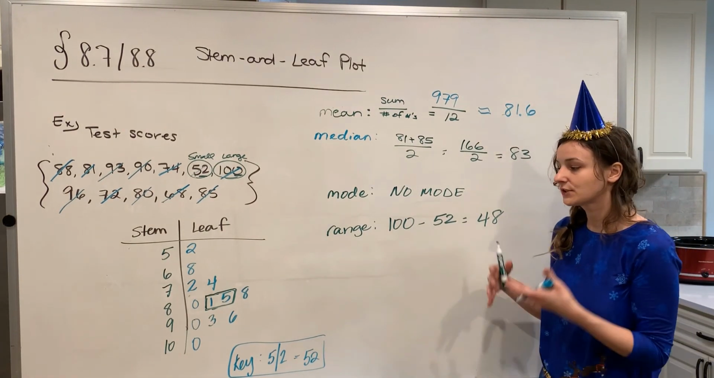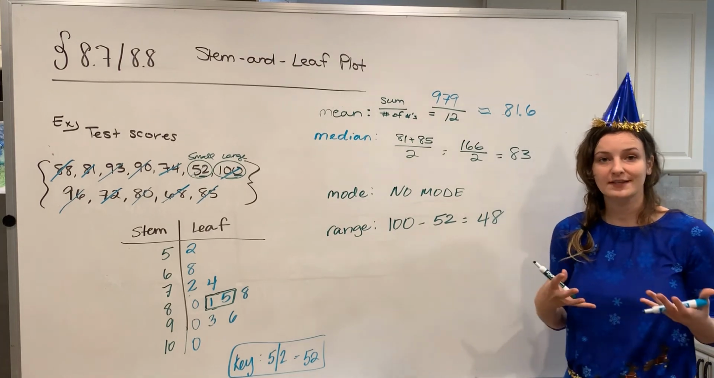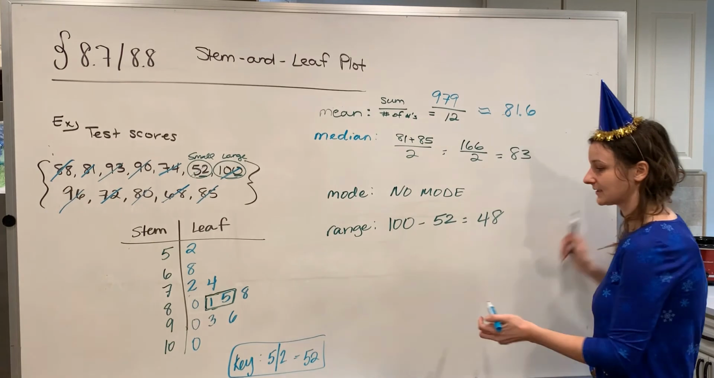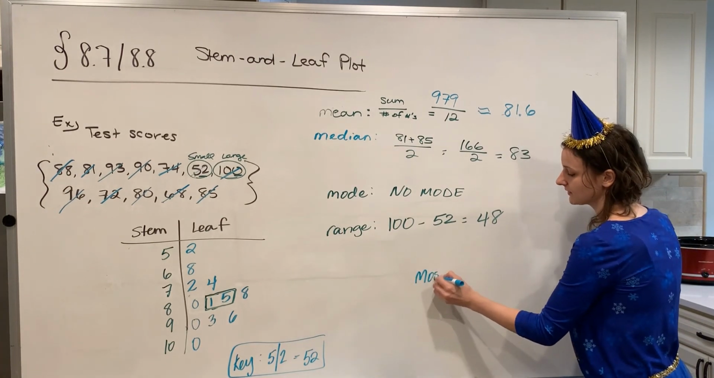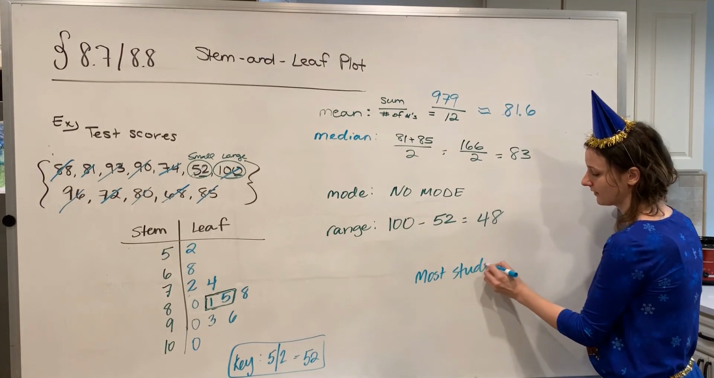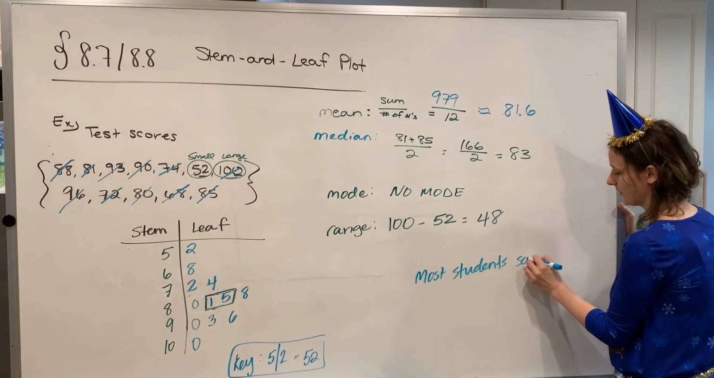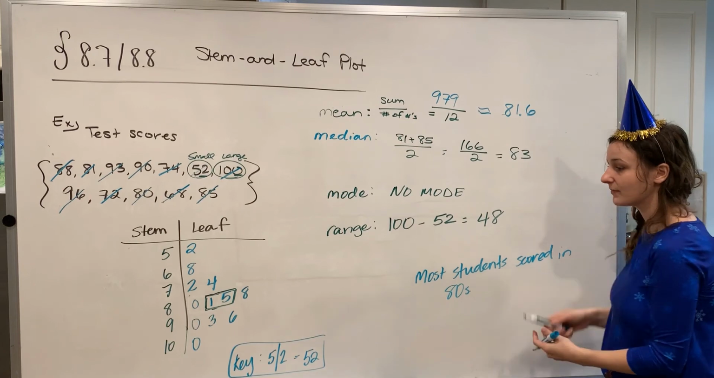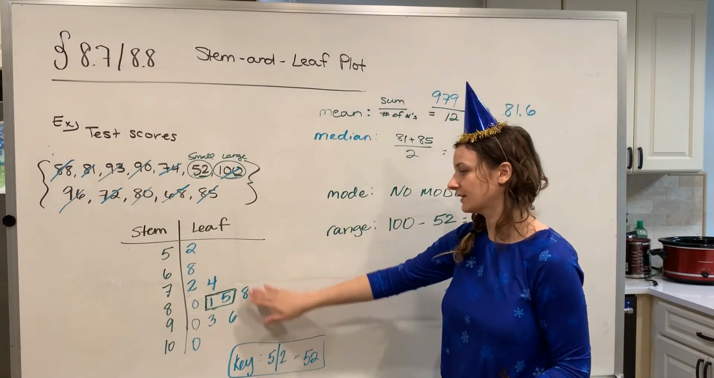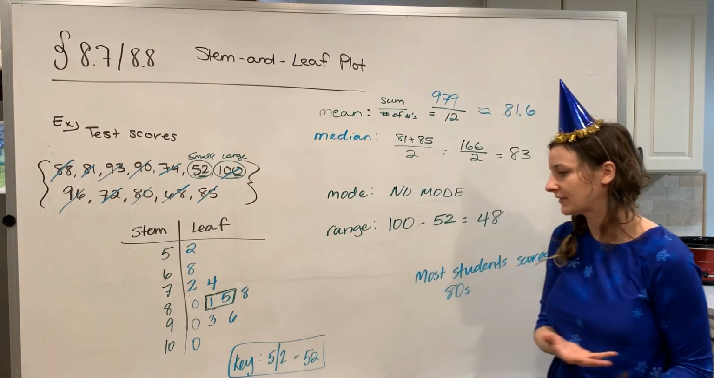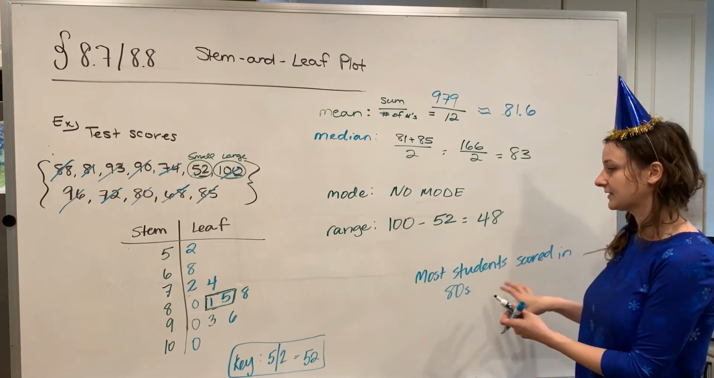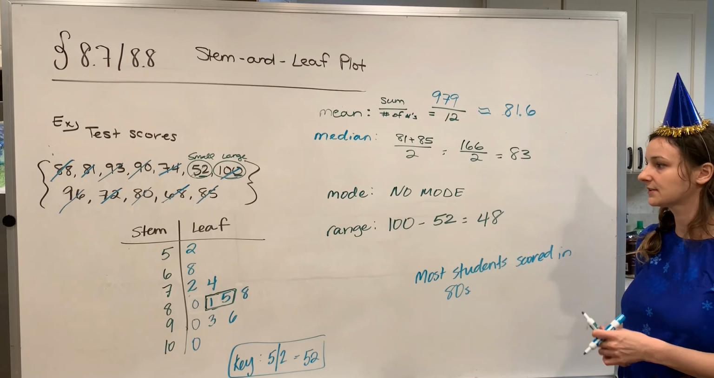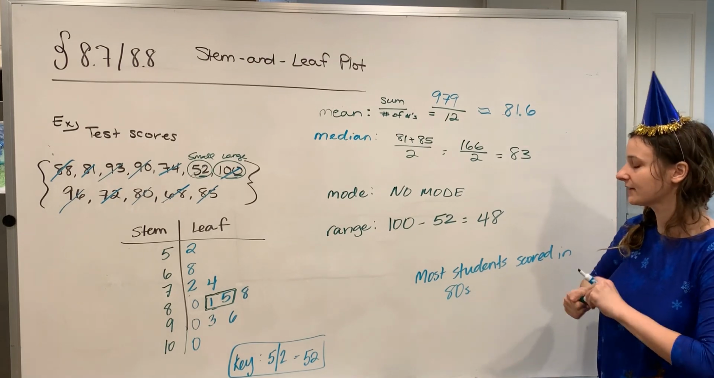I could then ask you to describe this data. So I could ask you, which range do most of the kids have their test scores in? And so you could write a sentence saying that most students scored in the 80s. Or you could say most students scored above a 70, since only 2 were below a 70. Okay? Any type of sentence here where you're looking at the data to write a comparison statement. Okay? And so that concludes today.